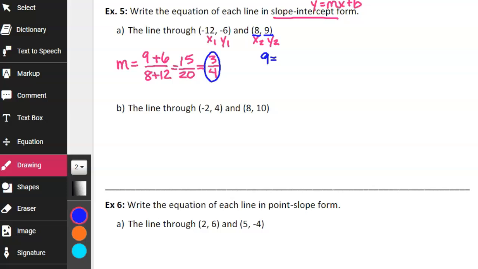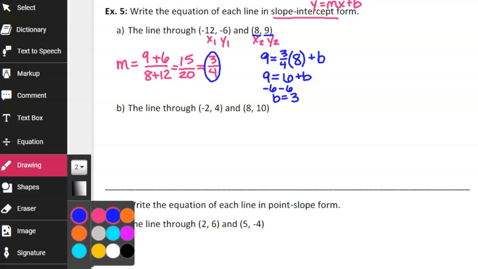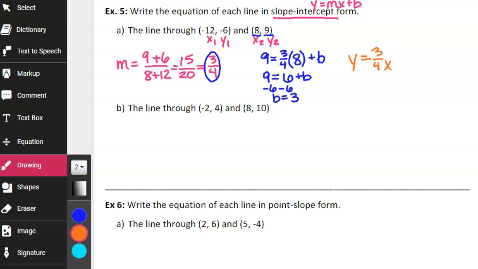Instead of m times x, I have 3/4 times 8, because x is 8, plus b, the value that I don't know. So 9 equals, 8 divided by 4 is 2, and 2 times 3 is 6. So that's that product right there. And to isolate b, you want to subtract the constant. So your b value is 3. So when I put all of this together in slope-intercept form, I have y equals 3/4 x plus 3.